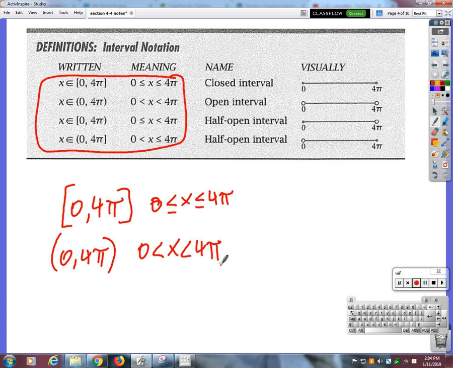Okay, I'll give you guys a quick sec to copy that down. I just want to make sure you understand the difference between the square brackets and the round brackets. The round brackets means it's like an open circle, and the square brackets means it's like a closed circle. Okay?